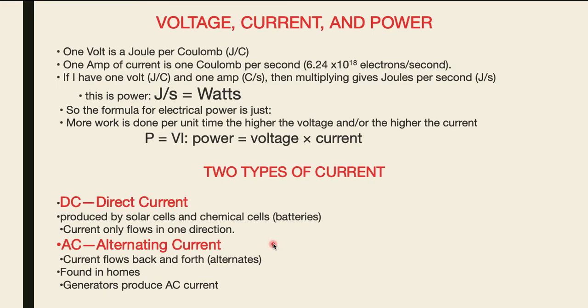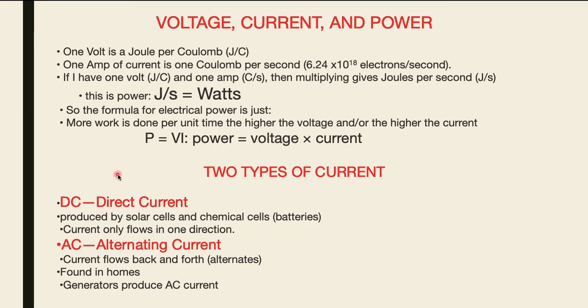1 volt, which is joule per coulomb, and 1 ampere, which is coulomb per second, when multiplied give joules per second. This is the power; joules per second is equal to watts. So the formula of electrical power is that the more work is done per unit time, the higher the voltage and the higher the current. Power is equal to voltage into current. Shortly we write it as P equals VI.